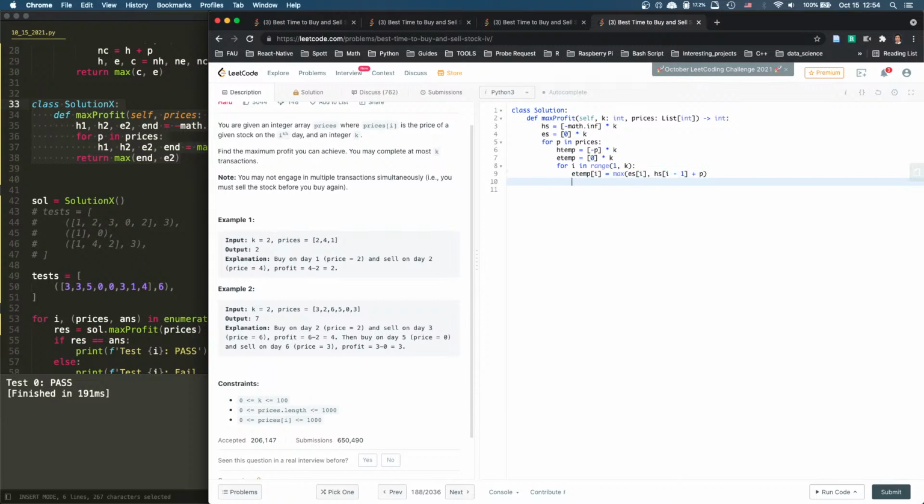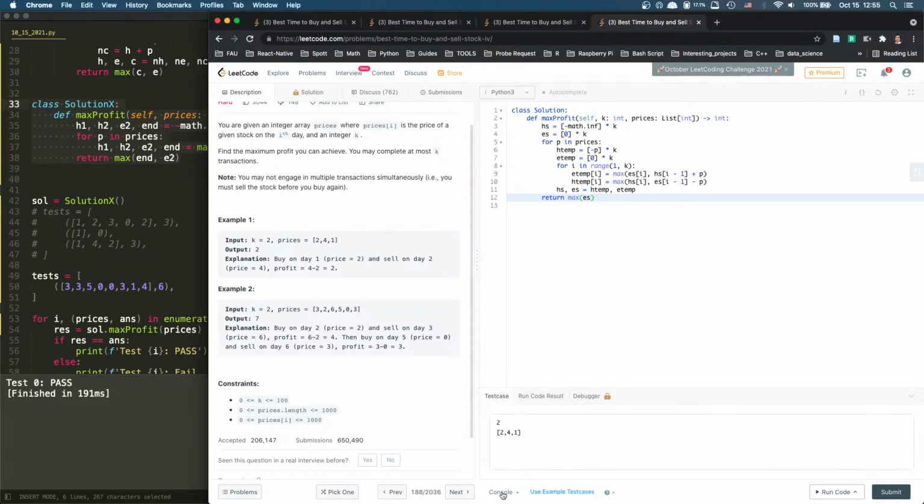Then htemp I is going to be the max of HSI and ESI minus 1 minus P, previous minus P. So we fill all the temporary arrays, and once we've filled them all, we can just say HS, ES equals htemp and etemp. And when you return, it has to be the empty state. We can just say max ES.